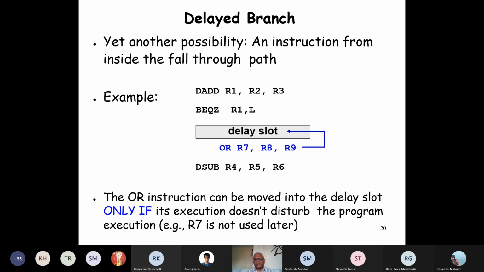And the result will not be used if the branch is taken, but then it does not affect the taken path result. So this we can do, the compiler can analyze. If it does not find any instruction preceding the BEQZ, then it can try to find instructions in the fall through path and see if the result produced by any of these does not affect the target path, then it can put it in the delay slot.